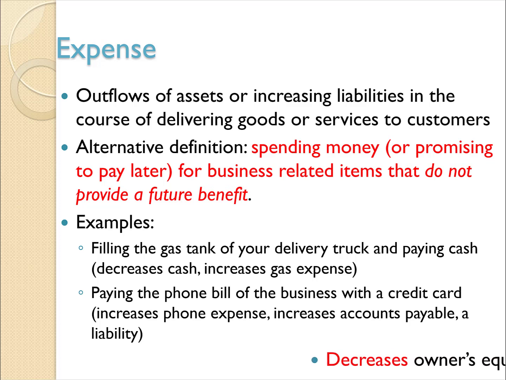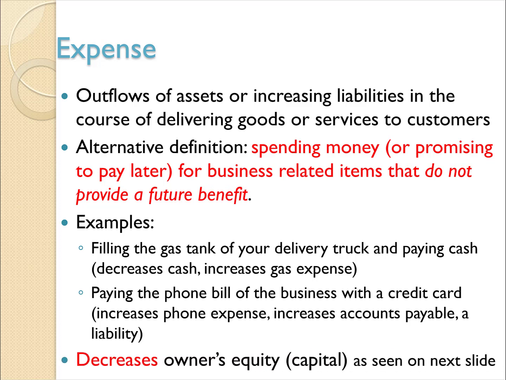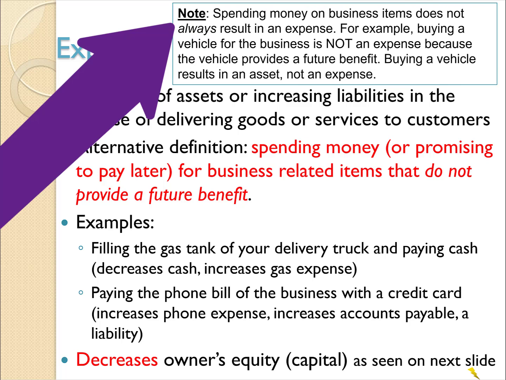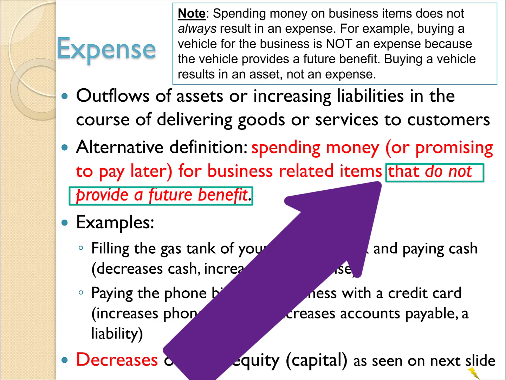So we're going to find out on the next slide that expenses decrease owner's equity. And remember, the owner's equity account is called capital. But first, let's talk about something that confuses some new accounting students. So at the top of the screen it says, note, spending money on business-related items does not always result in an expense. For example, if you buy a vehicle for the business, that's not an expense because it does not meet the requirement that the expense does not provide a future benefit.